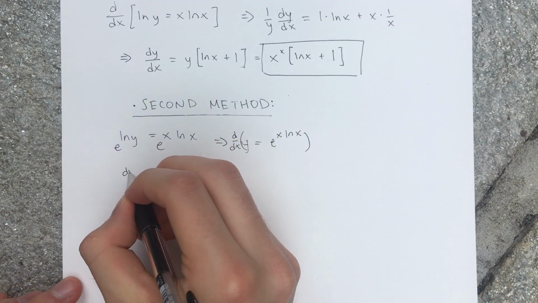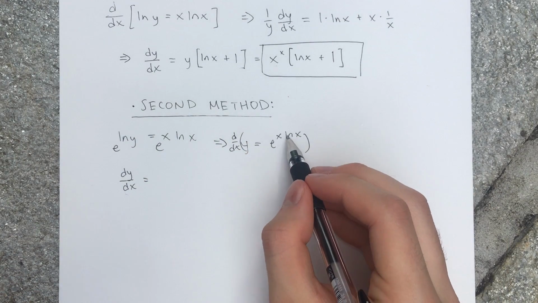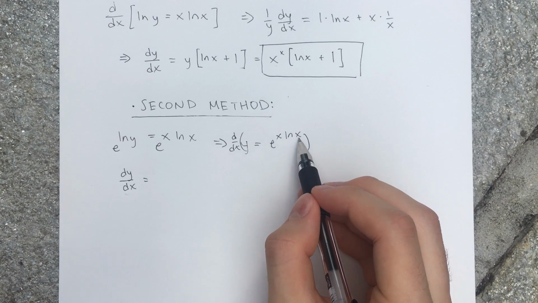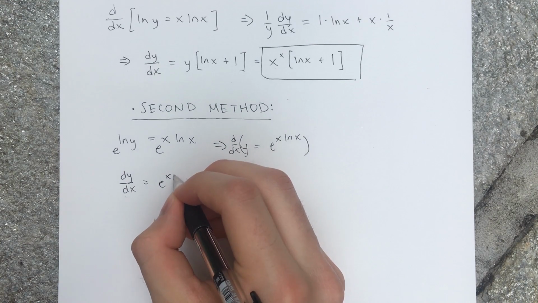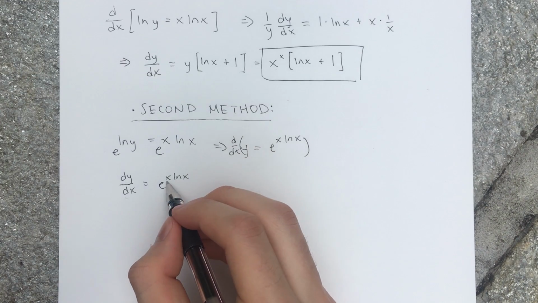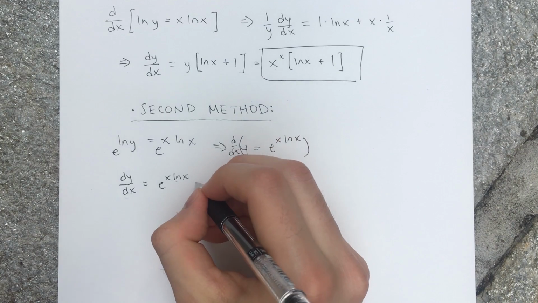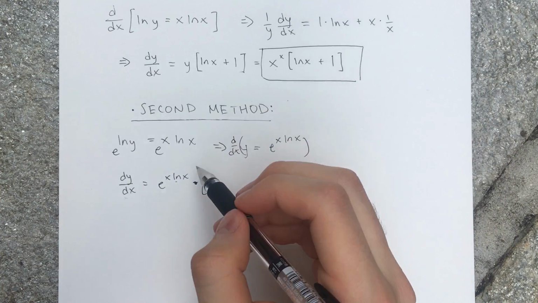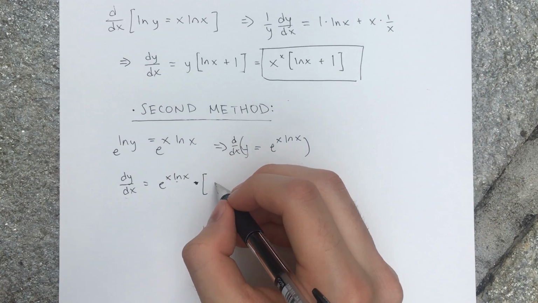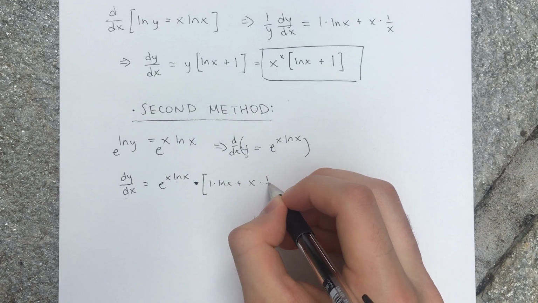So here we'll just get dy dx. And here we're going to have a product rule. So the outer function is e to the power of something. E to the power of something is just e to the power of that same thing, x ln x. And now we're going to have to take the derivative of x ln x, which, as we did earlier, is just 1 times ln x plus x times 1 over x.